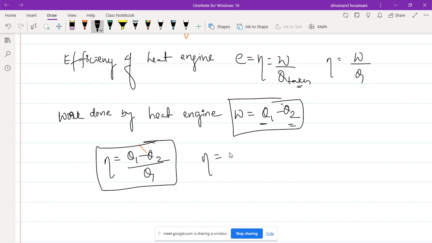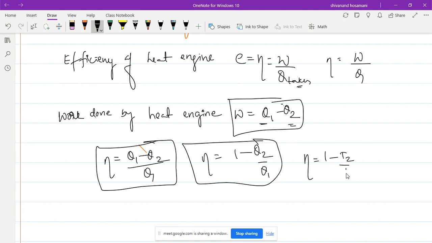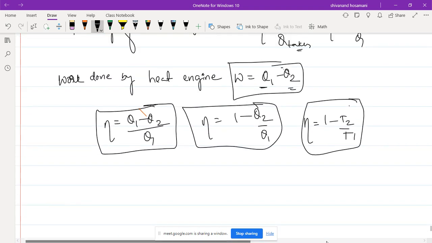It can be written as eta is equal to 1 minus Q2 divided by Q1. The same expression can be expressed in terms of temperature also: the efficiency is equal to 1 minus T2 divided by T1. So that is the efficiency of the heat engine. Therefore, the processes in this case are four types of processes. The heat engine can be explained based on the Carnot engine, which we also call the reversible engine. Okay.